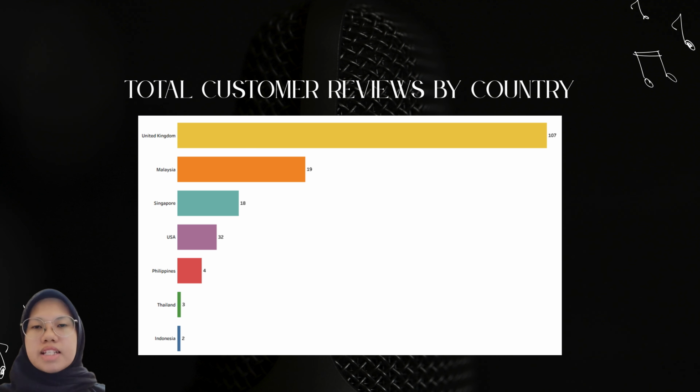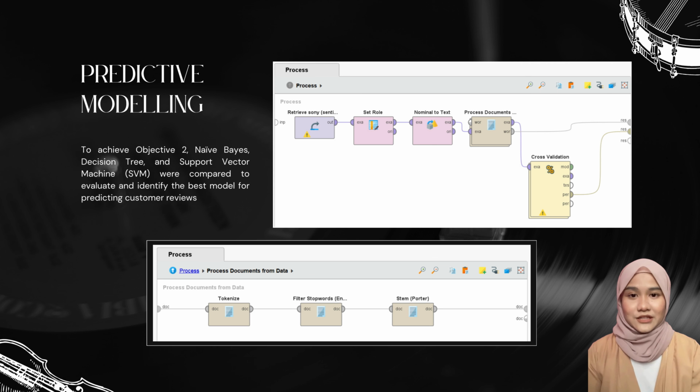The United Kingdom dominates in customer engagement, contributing the bulk of the reviews. In addition, the USA, Malaysia, and Singapore follow with moderate levels of reviews. Meanwhile, countries like the Philippines, Thailand, and Indonesia have minimal representation in customer feedback. This distribution can help businesses understand where their customer base is most active and identify regions with potential for growth or improvement in engagement.